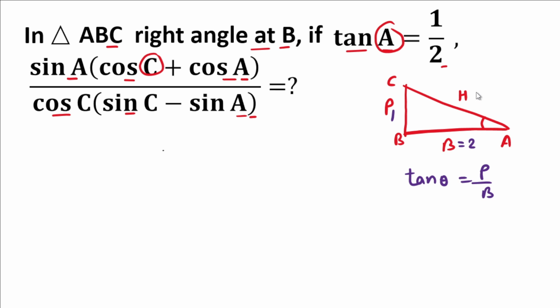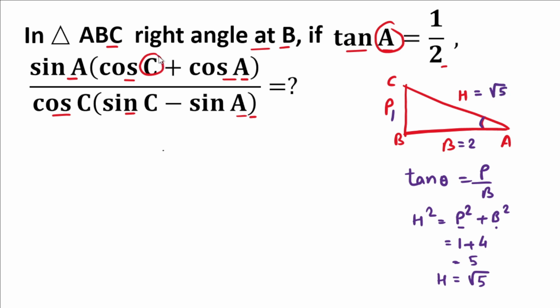Now we have to calculate the value of the hypotenuse. We know hypotenuse squared is perpendicular squared plus base squared. So 1 squared is 1, plus 2 squared is 4, so it will be 5. So the value of the hypotenuse will be square root 5.